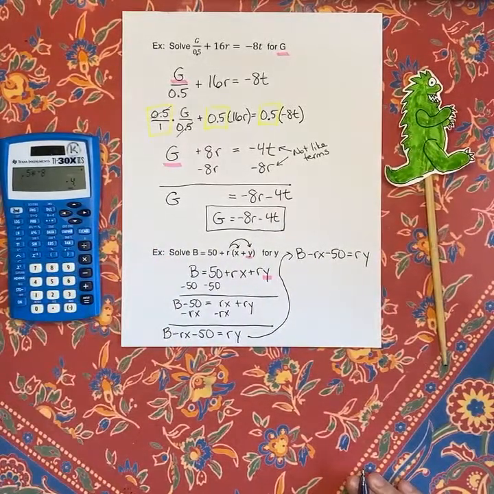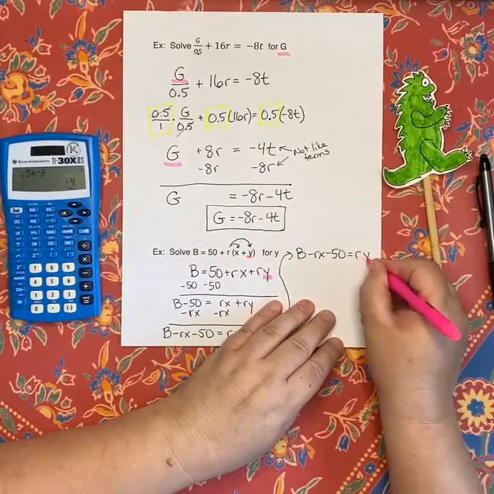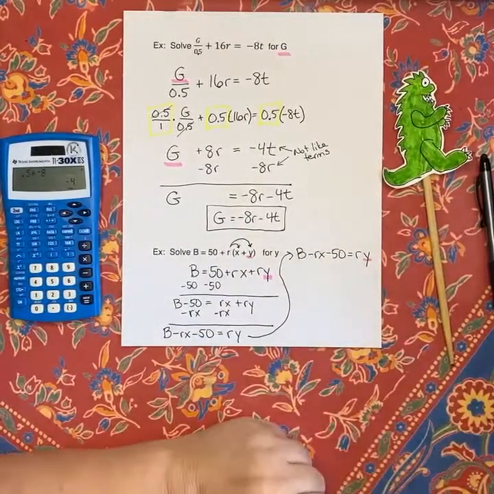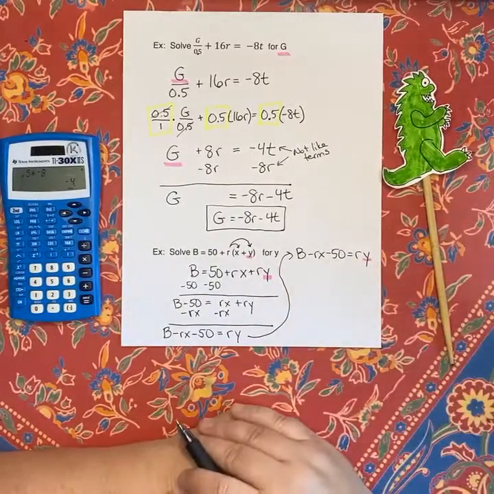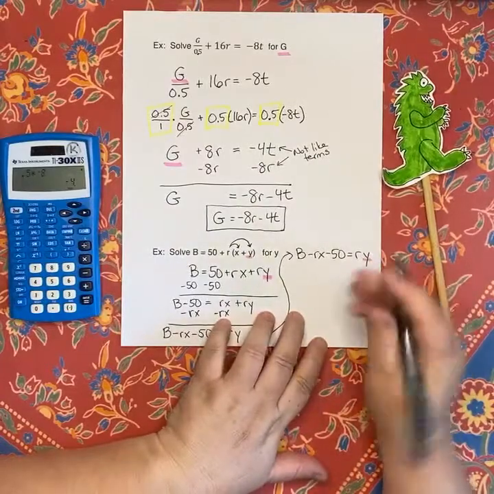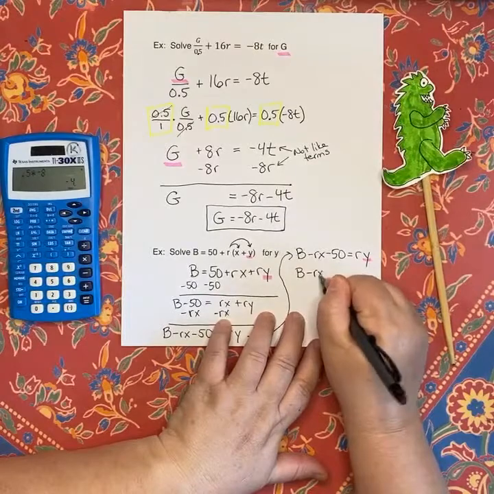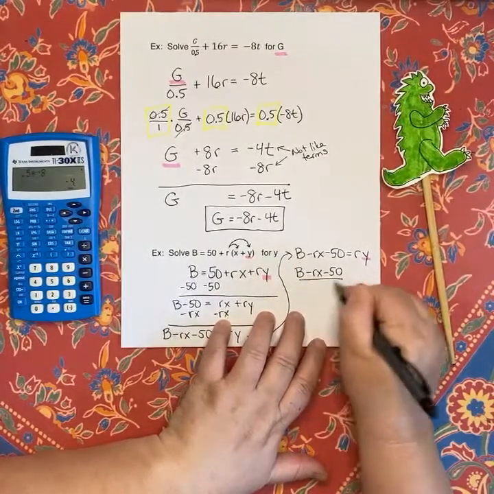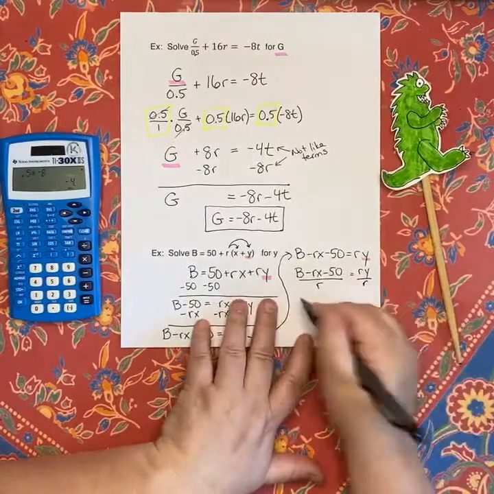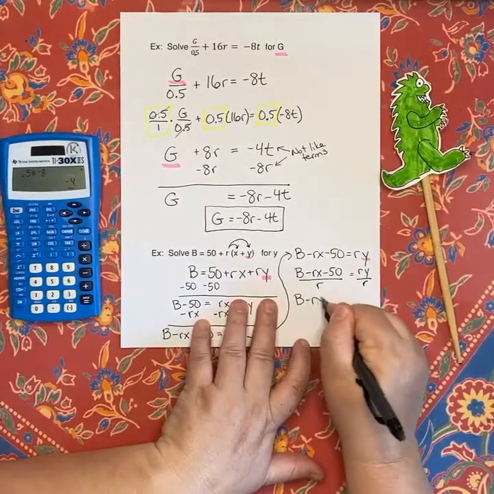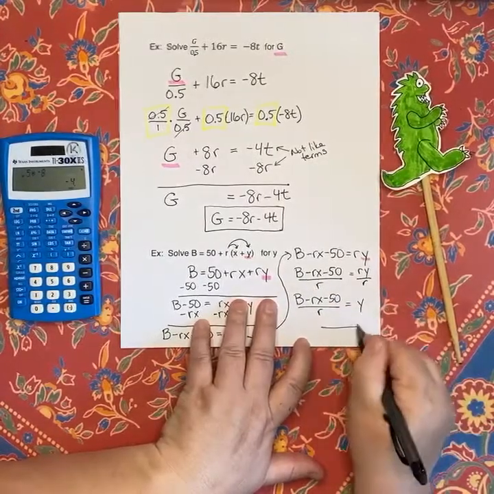Okay, now how do I get y, what we're looking for? How do I get the y by itself? And the answer is I divide by r because these two are multiplied, right? So what do I divide by r? Well, there are a couple ways to do it. One way is to go ahead and take the whole thing and just divide by r. So I get b minus rx minus 50 all over r equals y.